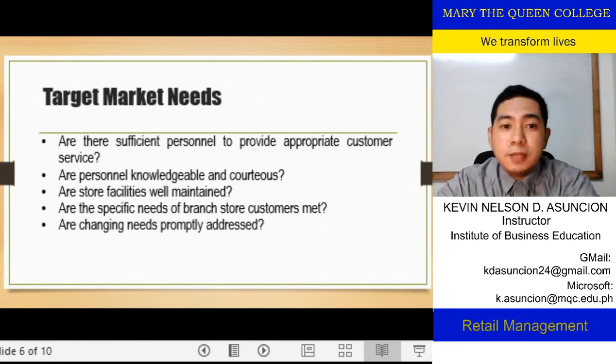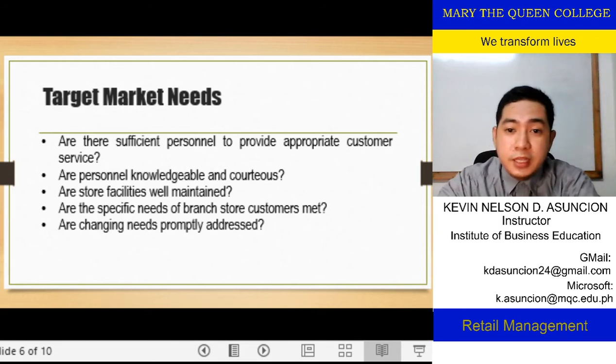Okay, so the target market needs are what we've discussed in the past. Are there sufficient personnel to provide appropriate customer service? Are personnel knowledgeable and courteous? Are store facilities well maintained? Are the specific needs of branch store customers met, and are changing needs promptly addressed? So these are part of the total retail experience, in terms of target market needs.